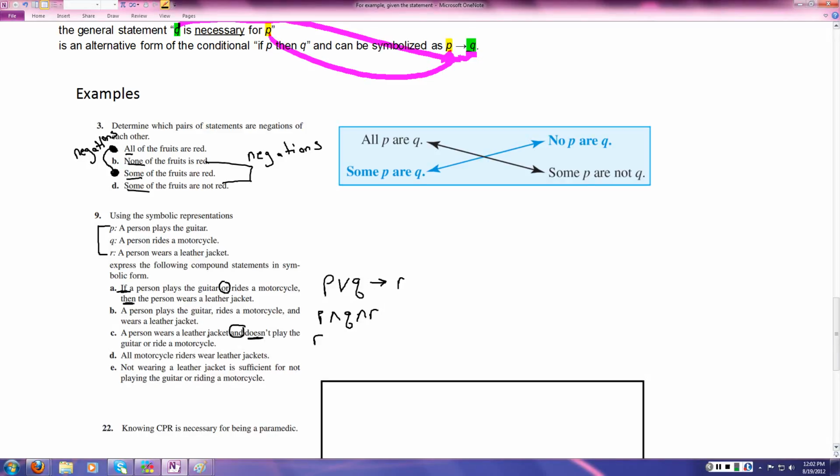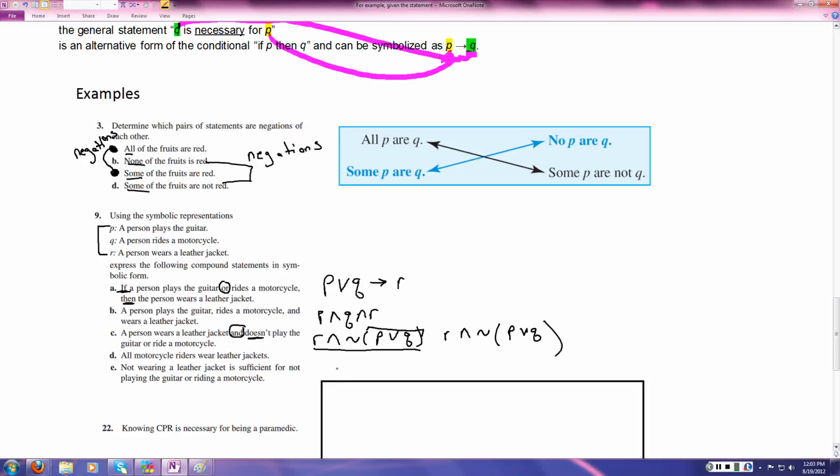So a person wears a leather jacket, and, so that tells me it would be the up caret. Doesn't, that tells me it's a negation. Doesn't play the guitar or ride a motorcycle: play the guitar would be P, ride a motorcycle would be Q, and it's or. So it's important that I understand that this whole thing is negated. So my answer would be R and the negation of the quantity P or Q.